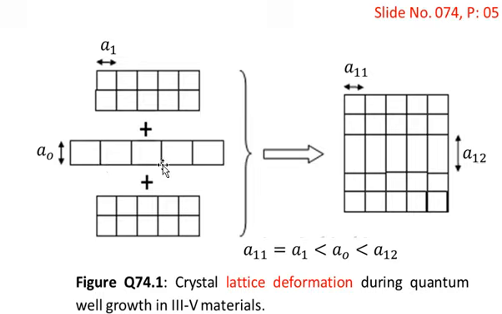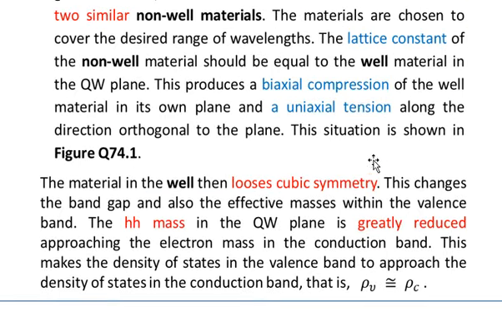material, which is in the center, when these are grown together, then you can see that each cell in the well material is compressed from both sides, and you can see the narrowing width of these materials in the center. That is the material belonging to the well material. So this has been compressed from both sides, and this is called biaxial compression of the well material in its own plane, and a uniaxial tension along the direction orthogonal to the plane.